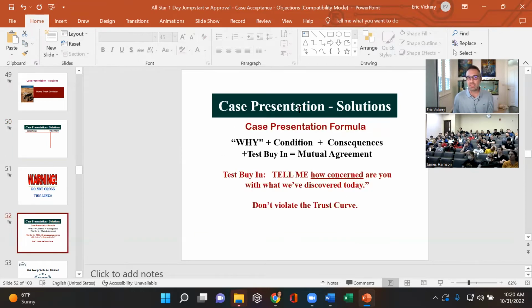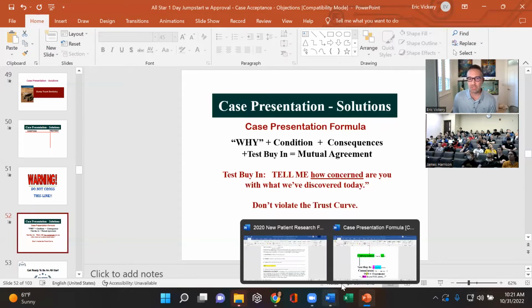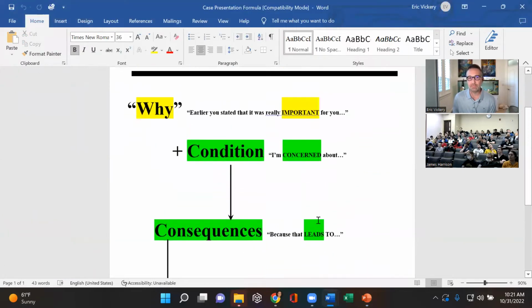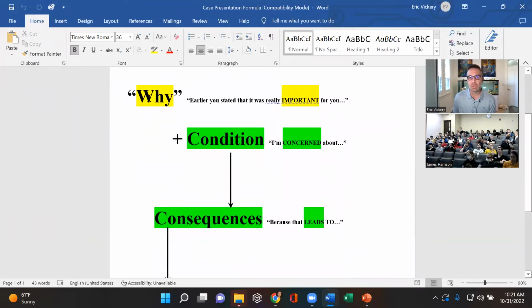The case presentation formula is going to take two things into consideration. I think this is just a better visual. It's going to take into consideration their why, which you would have a conversation with them about pre-clinically, understanding what's important to them. So I might say to Ricky Bobby, our patient, Ricky Bobby, earlier you stated it was really important for you to have peace of mind knowing you weren't going to lose your teeth like your grandfather did. And what does Ricky Bobby always respond with? Shake and bake.